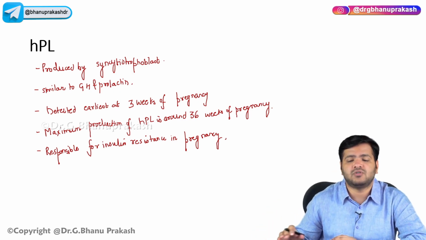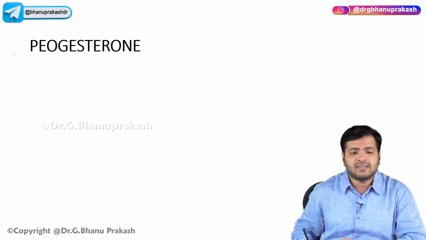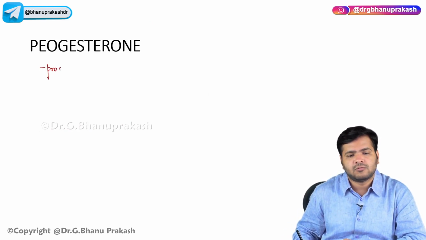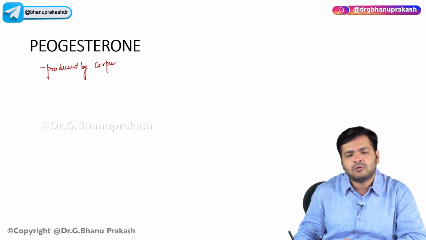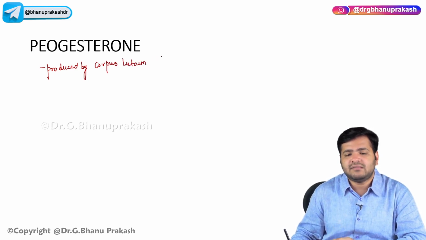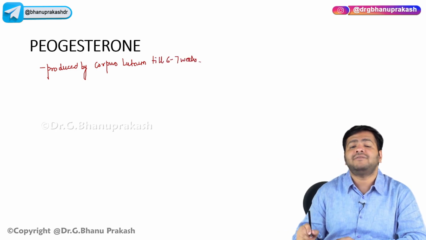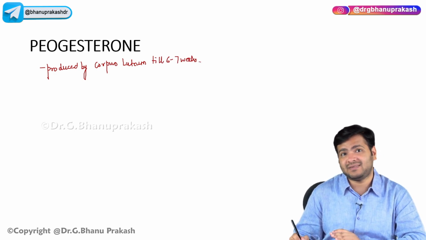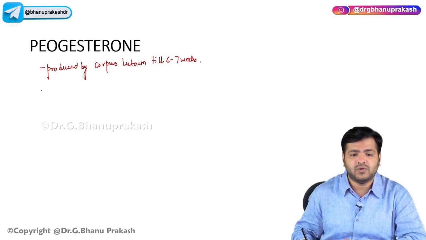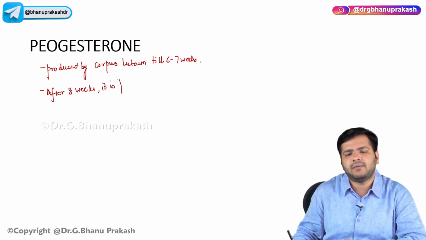Now coming on to the progesterone. Remember, it is produced by the corpus luteum till 6 to 7 weeks. After 8 weeks, it is produced by the placenta.